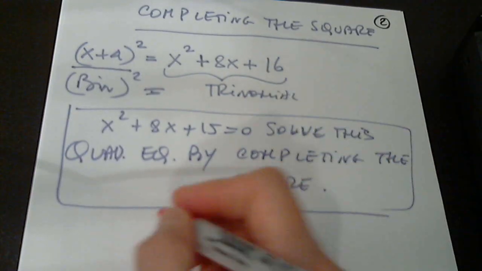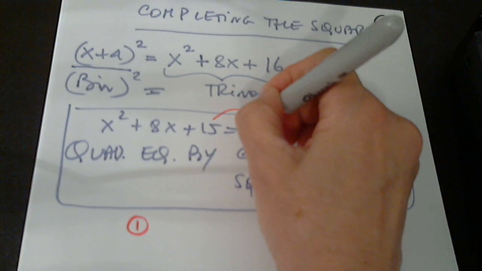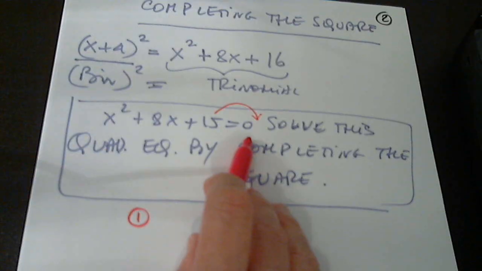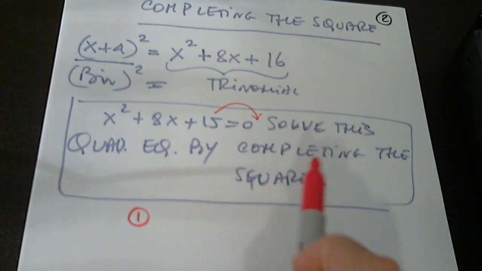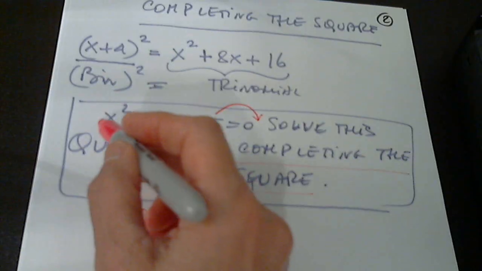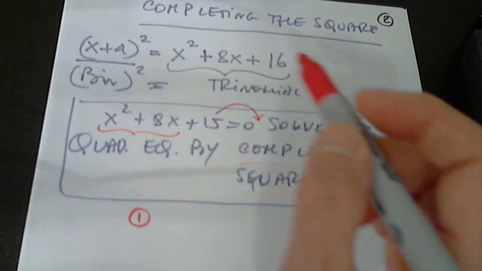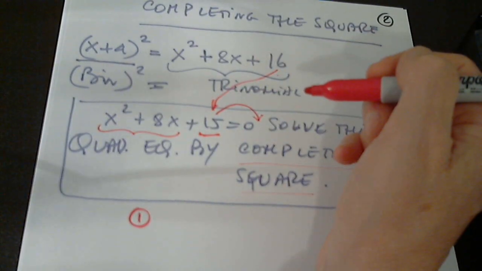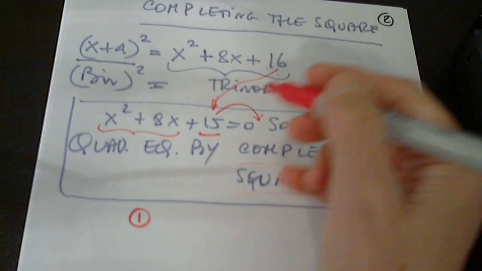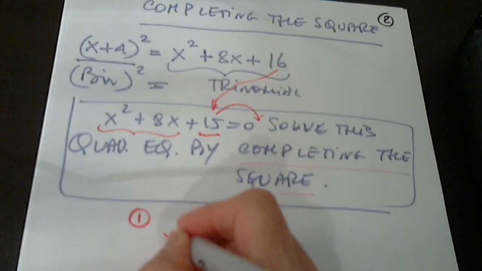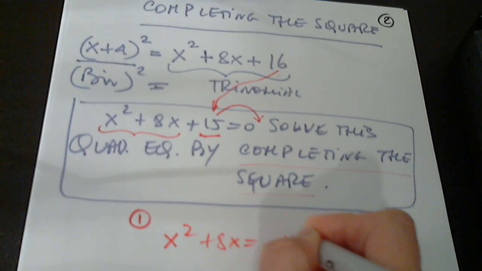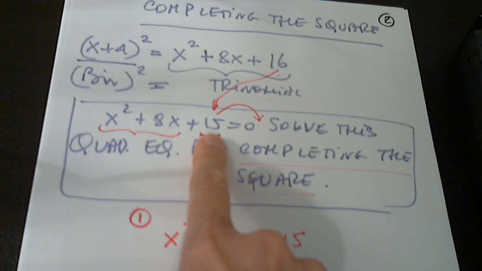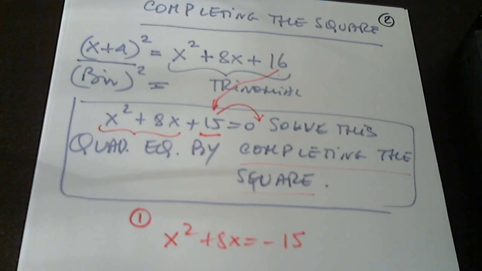First step, I will move 15 to the other side. You can say, what are you doing? You just told us that quadratic equations have to be set equal to zero. But for completing the square, I only need these two terms. Of course, it depends on this, because if it were 16, I would not have moved it to the other side. But this is not 16. So right now I have x squared plus 8x equals negative 15. That's my first step. I separated the term without x and put it on the other side.